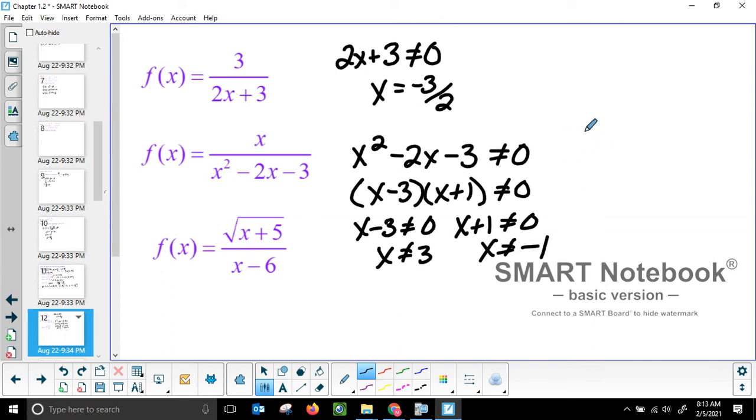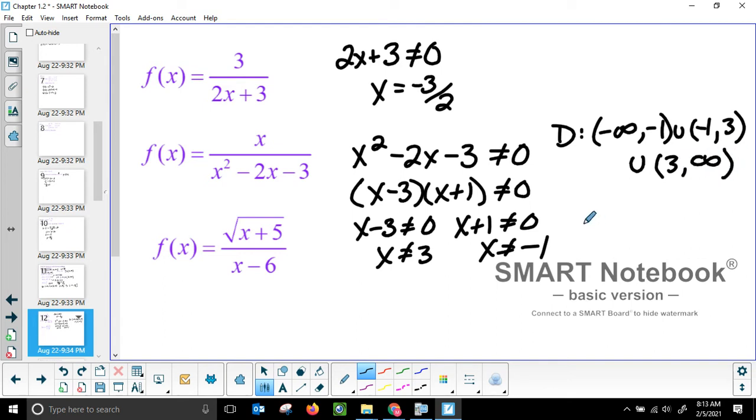All right, so my domain here is going to be a little bit messy. It's going to go from negative infinity to negative 1, not including negative 1. All right, from negative 1 to 3, not including either of those, and from 3 to infinity. So again, this is saying, okay, I go from negative infinity to infinity. I can't include negative 1, and I can't include 3.